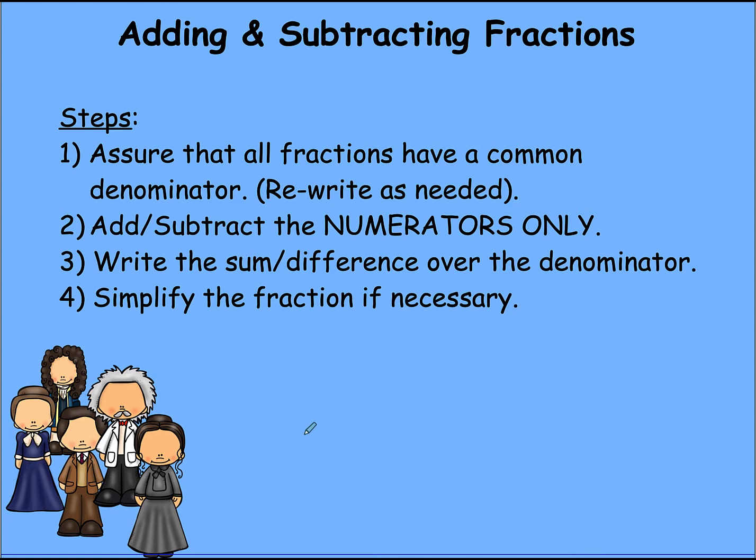It doesn't matter if we're adding or subtracting, we're going to follow these same steps. First, we make sure that all the fractions have that common denominator. We rewrite them as needed, maybe both, maybe just one. Then we only add or subtract the numerators. We don't touch the denominators as long as they're the same. Then we write our sum or difference, whichever one we did, over our common denominator. Last step always, simplify your answer.